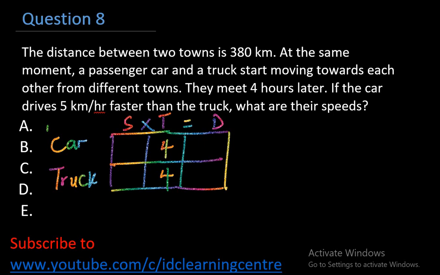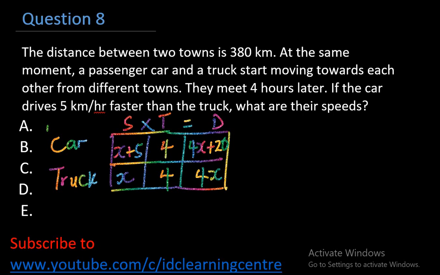Now, if the car drives 5 kilometers faster, the speed of the car was not given. Let it be x. Then the speed of the car will be x plus 5, because it drives 5 kilometers faster. Since distance is speed times time, the distance covered by the car will be 4 times x, 4x, plus 4 times 5, 20, while the truck will be 4 times x, 4x.